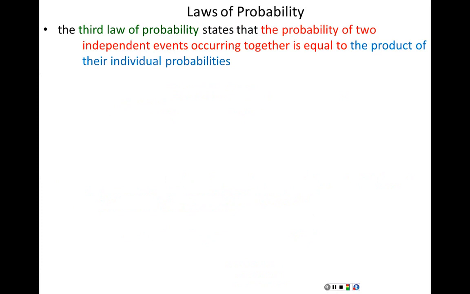The third law of probability states that the probability of 2 independent events occurring independently but together is equal to the product, the multiplication product of their individual probabilities. This is called the product rule. Think of the lottery. The lottery provides a perfect example.